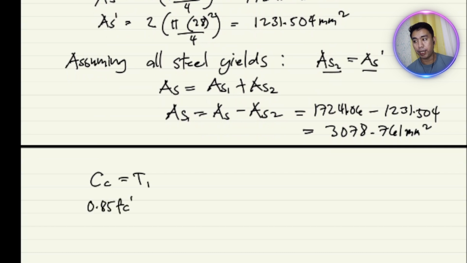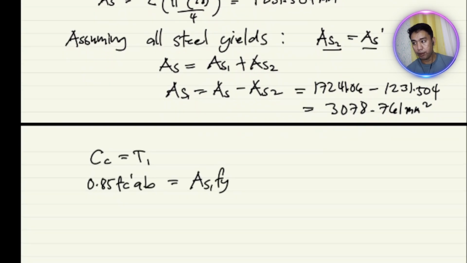0.85 of FC prime, AB. Right? That's babalik-balik na yan na equation, equal to AS1 FY. Right? So, yun yung compression. Couple siya. So, kung couple, dapat the same value but opposite direction. So, that's why we say CC is equal to T1. Now, we have the value.